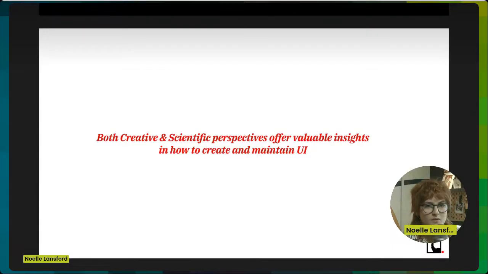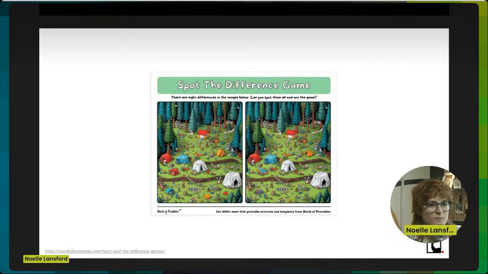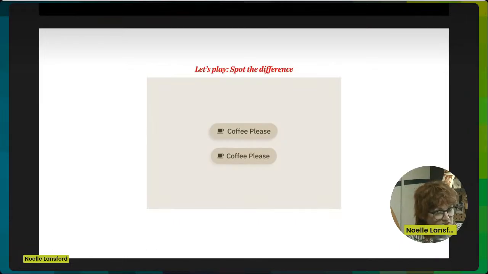Okay, we're going to play our next game. Spot the difference. Well, I love Spot the Difference. This is a pretty advanced Spot the Difference. We're actually just going to go ahead and jump into the design system flavor of Spot the Difference, and for the purposes of this talk, we're just going to call it a button. I'm sorry, we're just going to call it a button for simplicity's sake. But we're going to play Spot the Difference with this coffee button. Okay, so, can you see any differences?